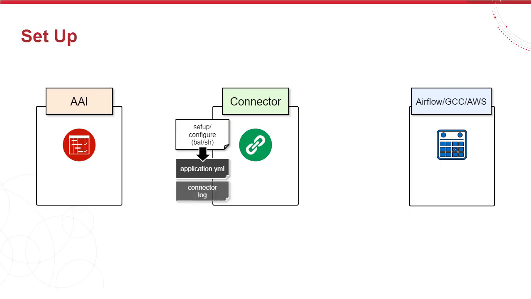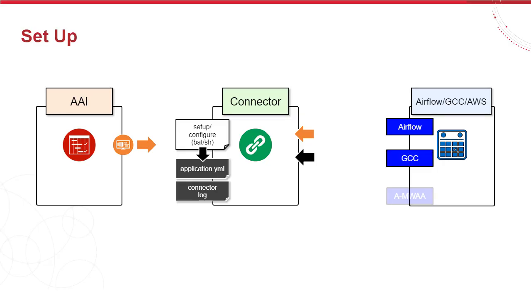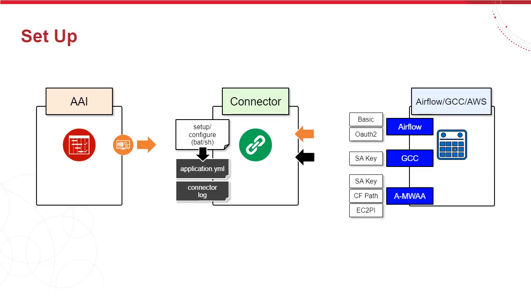We'll check the log to establish that the connector framework is talking to the AAI server. Then, in the AAI web UI, we set up the connection to Airflow. AAI acquires the data using the Cloud Services REST API, which we have to reference. Depending on the scheduler, Airflow, Google, or Amazon, properties and authentication vary slightly. Data is obviously never sent back. The connector is then able to source the two data streams from the REST API and feed AAI.